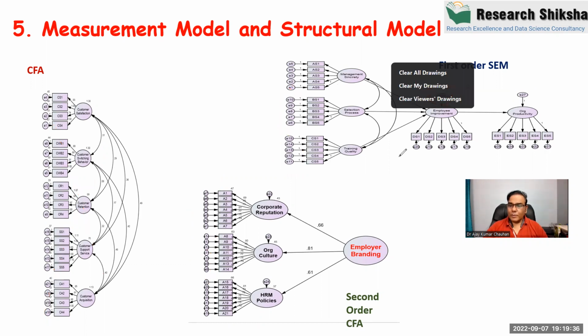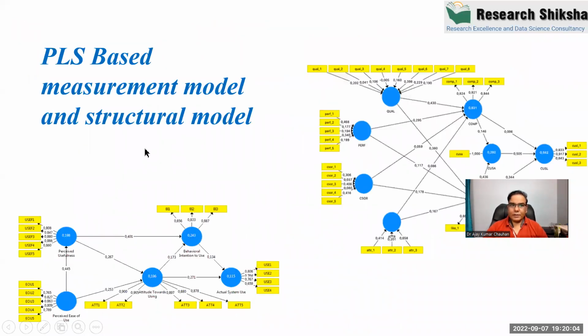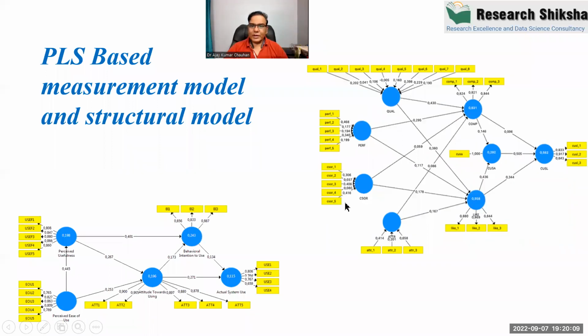So you have to remember that in MOS, you have to make a separate diagram for validity and a separate diagram for SAM. But in SmartPLS, we can use the same diagram for both, for validity as well as for hypothesis testing. So both actions we can do in the same diagram. Another thing is that these are PLS based diagrams, and you can check we are not using the error term.